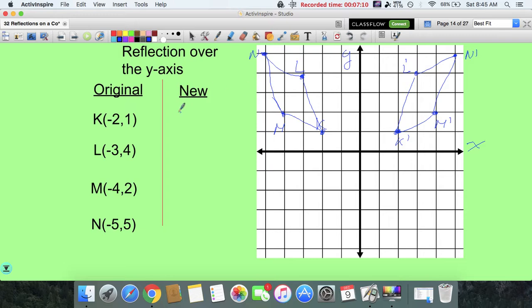Okay, and let's find out where they are. K prime, I'm going to do this. L, 3 and 4. Notice that my coordinates, the numbers don't change, but what changes is the characteristics of them. So it went from quadrant 2, every point was in quadrant 2, now every point is in quadrant 1, and in quadrant 1 every number is positive. So there you go, 2, 1, 3, 4, 4, 2, 5, 5. Okay, so the numbers didn't change, but its characteristics did.